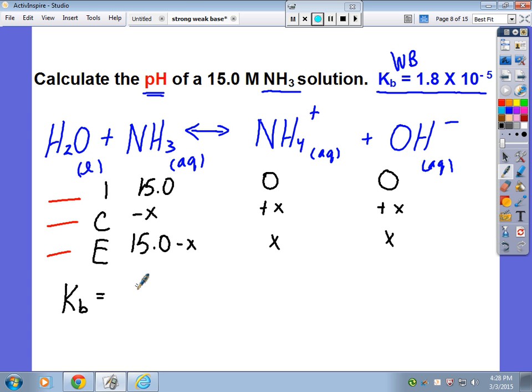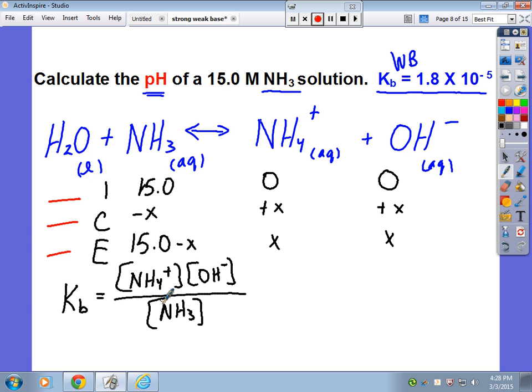And that's going to be equal to my NH4 plus, my ammonium ion, times my hydroxide ion, over my ammonia aqueous. No water, right? Because it's a liquid, so it's not included. And that's going to be equal to my Kb value, right? And what am I going to plug in? Well, what plugs in? I have x here, and 15.0 minus x here.